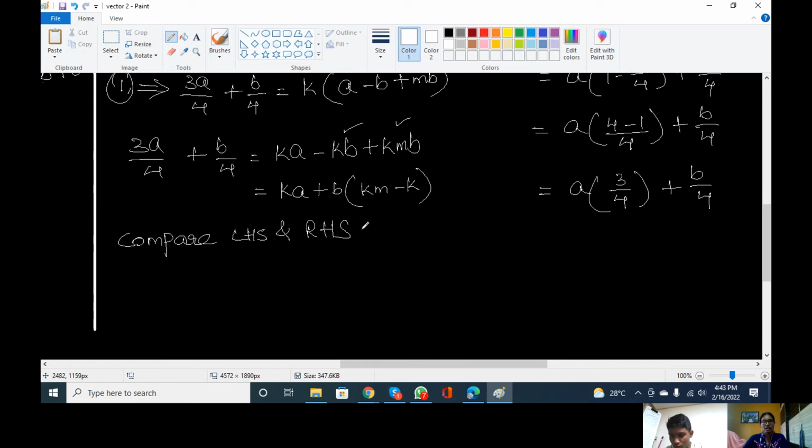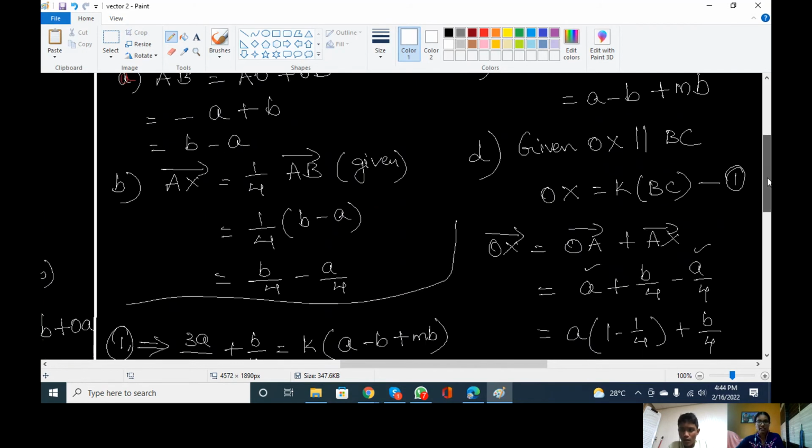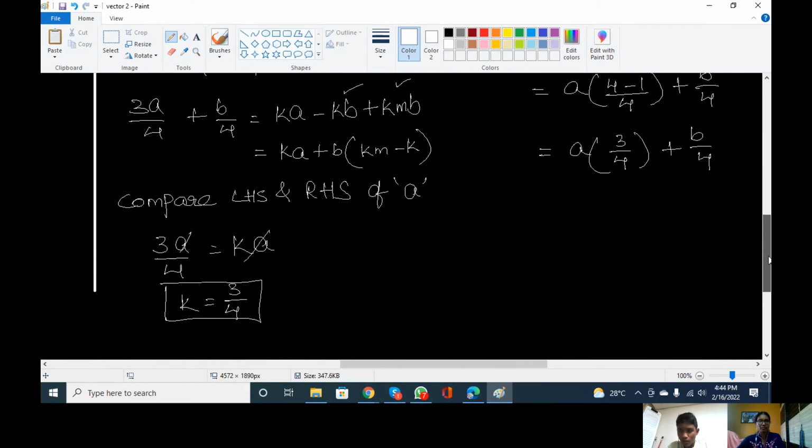Compare LHS and RHS of A. Left hand side and right hand side. So you get 3a over 4 is equal to Ka, where a and a get cancelled. So K is equal to 3 over 4. This is what they asked to find out, the value of K in the question. Oh, sorry, they asked us to find the value of M. So now we got the K value, let's find out the M value also.